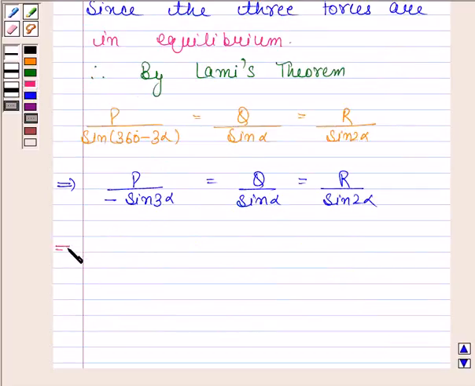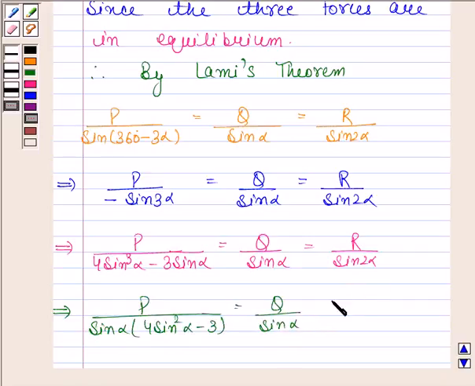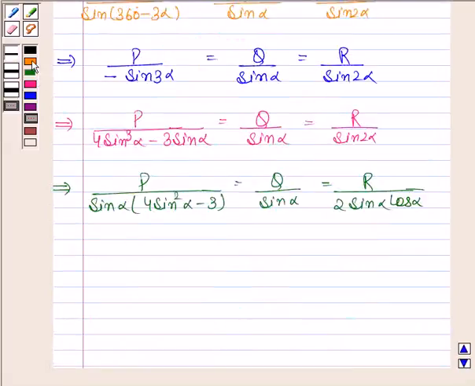This implies P by 4 sine cubed alpha minus 3 sine alpha is equal to Q by sine alpha is equal to R by sine 2 alpha. This implies P by sine alpha into 4 sine square alpha minus 3 is equal to Q by sine alpha is equal to R by 2 sine alpha cos alpha. Now this implies P by 4 sine square alpha minus 3 is equal to Q by 1 is equal to R by 2 cos alpha.